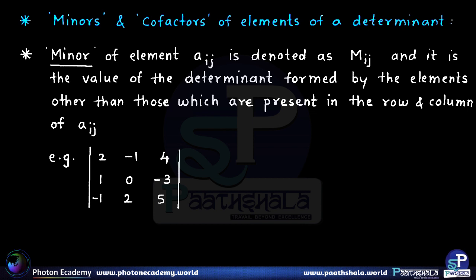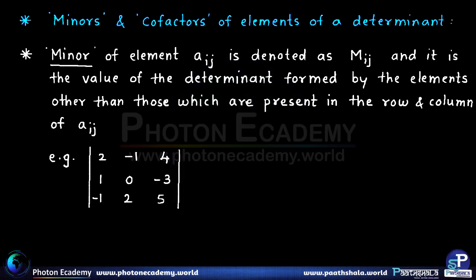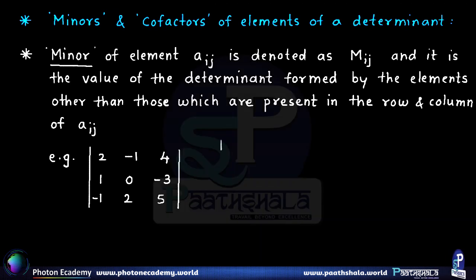Now as it's clear here, the minor is defined for each element of the determinant. So if we consider a 3 by 3 determinant which has 9 elements in it, we will have correspondingly 9 minors. Now let's take an example of the first element, denoted by A11. Corresponding to A11 we will have to calculate the minor M11.